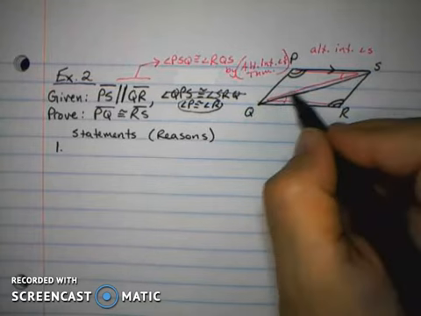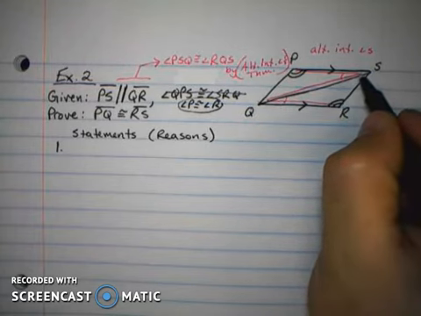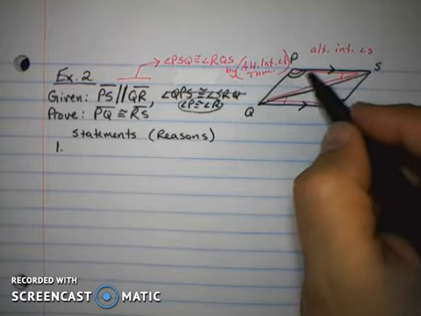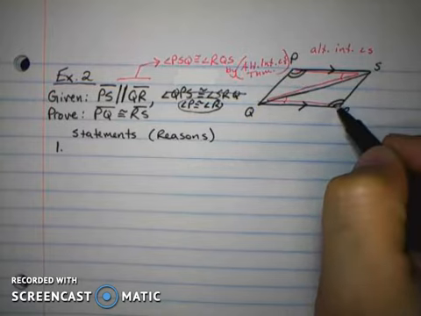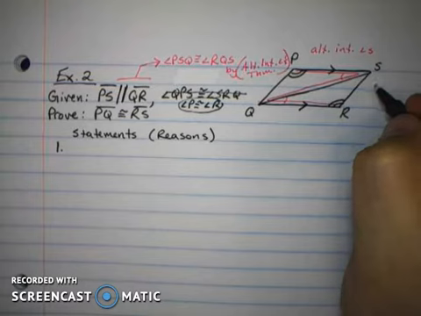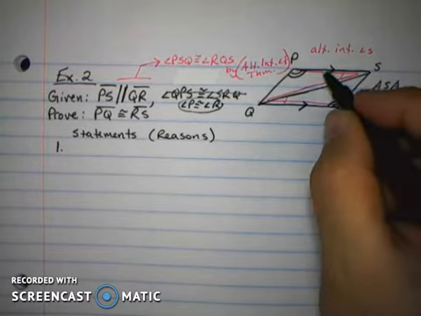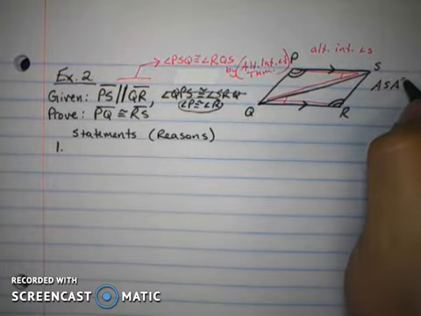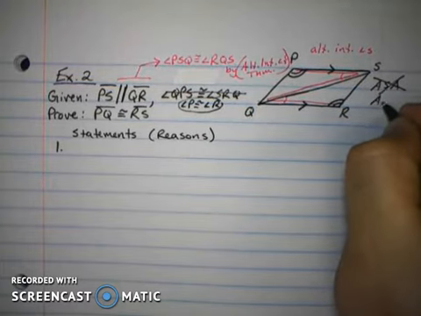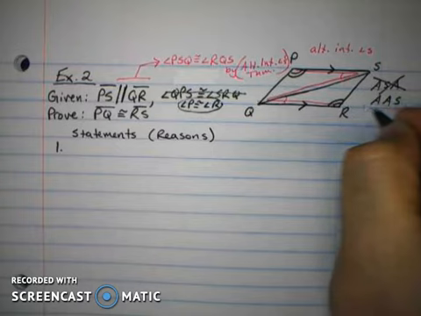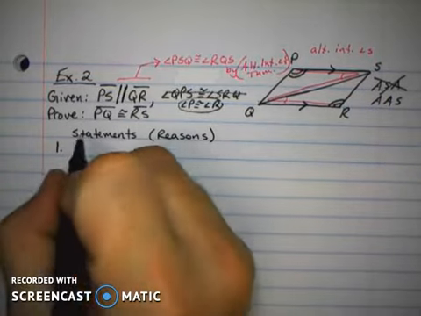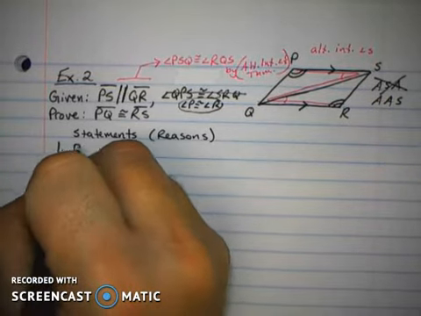Now notice the congruent sides are not the included sides between the two different angles in each triangle. So I'm not using angle, side, angle, because the side markings would not be between the two angles. I would use angle, angle, side. So that's what I'm going to use to prove the triangles are congruent. So let's start off with our first statement.